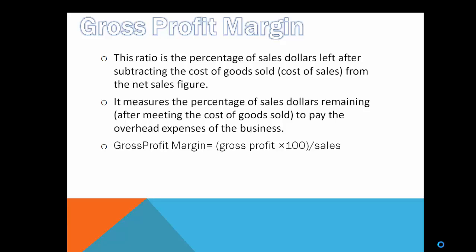Gross profit margins. This ratio is the percentage of sales dollar left after subtracting the cost of goods sold, which is cost of sales, from the net sales figures. It measures the percentage of sales dollar remaining to pay the overhead expenses of the business. The formula for the gross profit margins is gross profit times 100 divided by the sales.